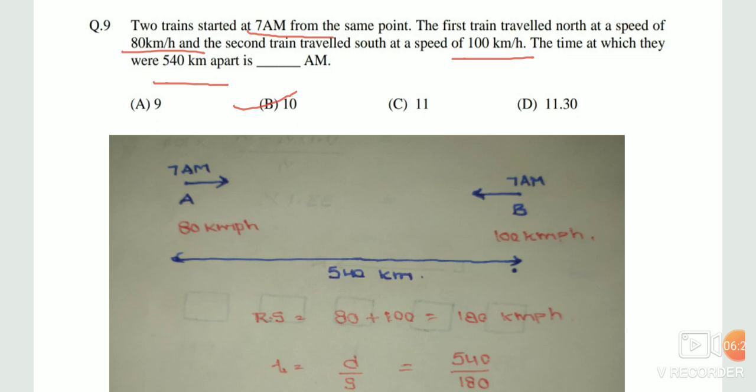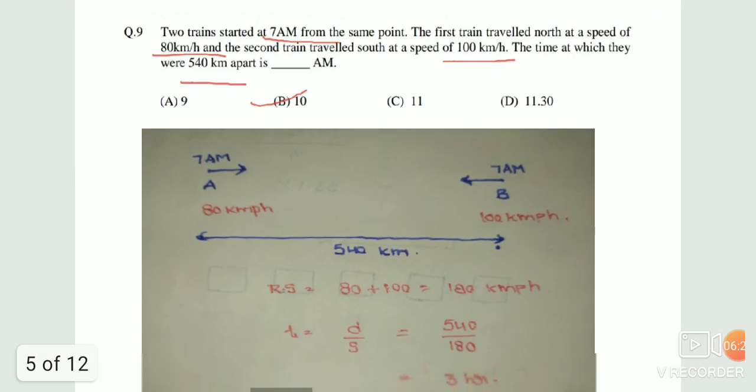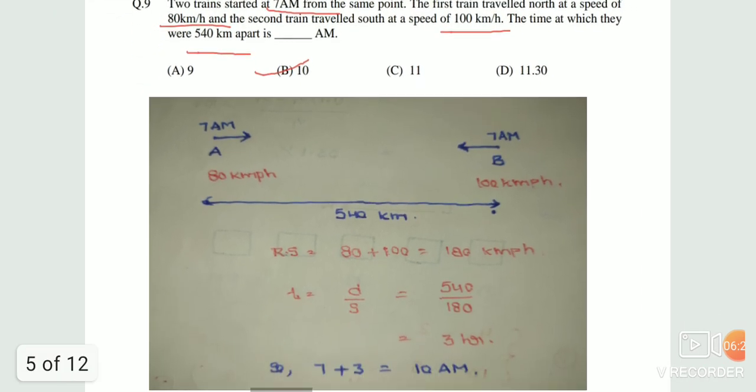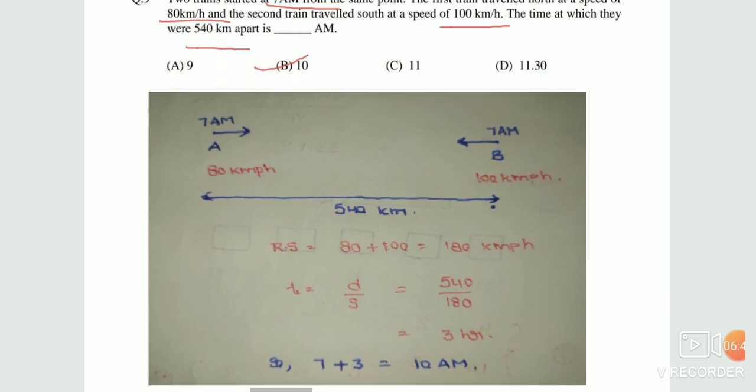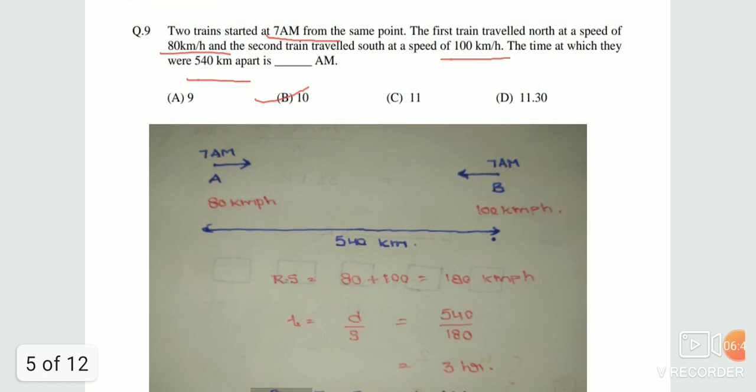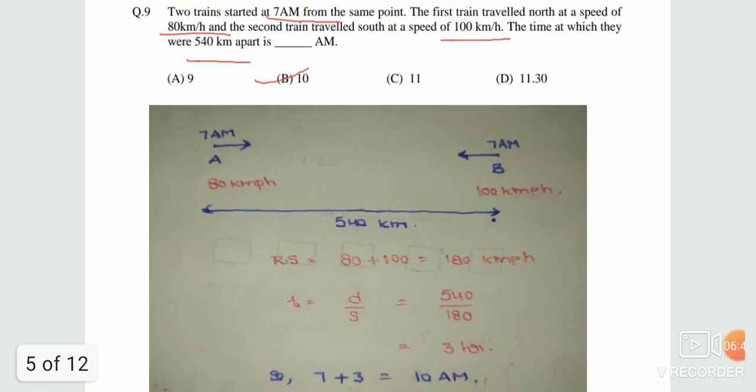Are the trains travelling opposite to each other or in the same direction? Here one train is going north and one train is going south, so these are opposite to each other. The time at which they were 540 km apart is dash am. He is asking, when they are 540 km apart, what will be the time.